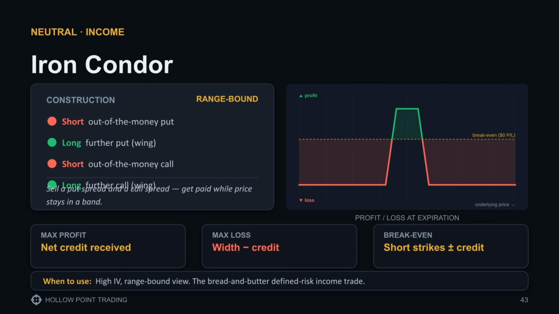An iron condor is a defined risk income trade. You sell an out-of-the-money put spread and a call spread, creating a band of profit. You collect a credit and want the stock to stay between your short strikes.